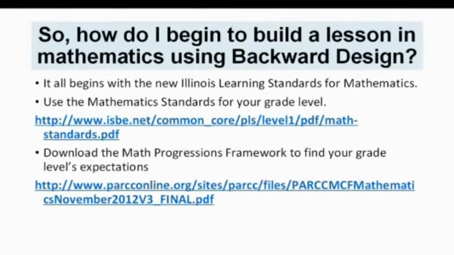So how do I begin to build a lesson in mathematics using backward design? Well, I know as Illinois educators you are all familiar with the new Illinois Learning Standards, but these are quick links to them and also to the Math Progressions Framework, which you can download for reference. Both of these documents are instrumental tools for backward design planning.